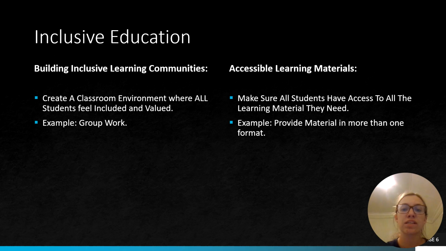And lastly, we have accessible learning materials. Make sure that all your students have access to all the learning material they need in order for learning to take place. So for example, you can provide the material that they need for learning in more than one format. For example, make sure you have printed books, but also have a digital version, an audio version for those learners that might only be able to listen to the books or material, things like that.